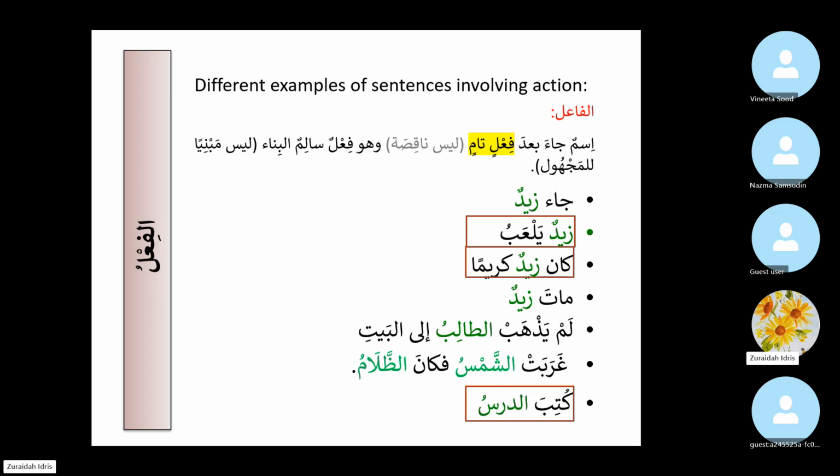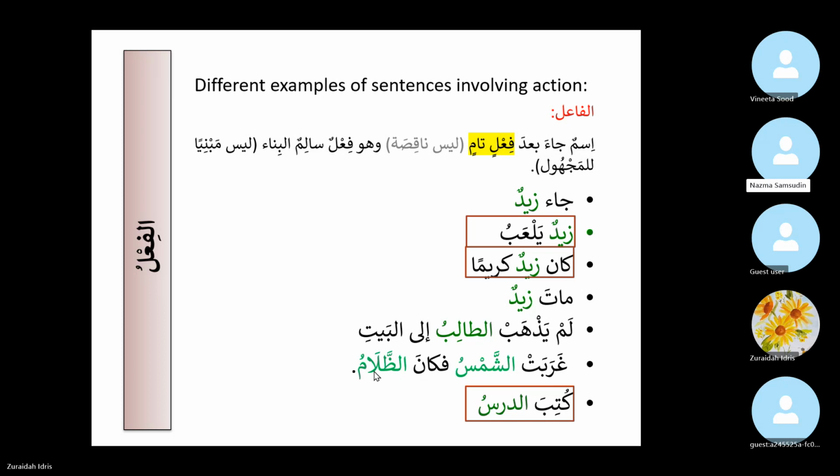Because something actually happened. Whereas in this case, it's just a state of being. Zaid is generous. He wasn't doing anything. On the other hand, although Zaid didn't do anything here, he died. So death came and he became dead. So this is still considered an action. And like I said, even though, yes, I was just going to ask about azalamu.